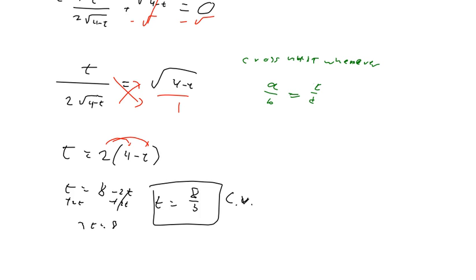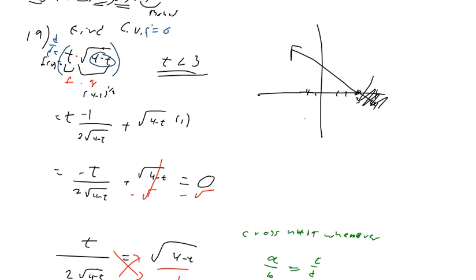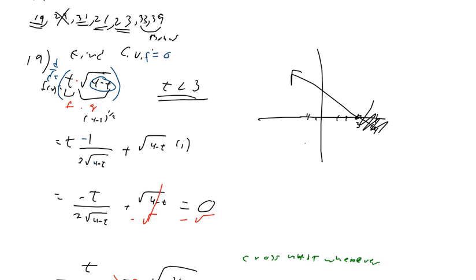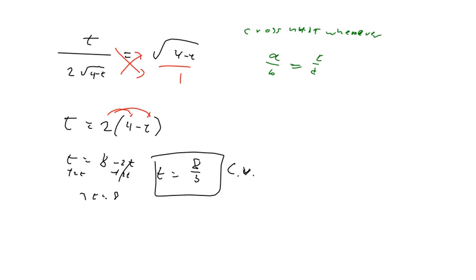All right, so we got 8 over 3. Let's just make sure that this is in our range. t has to be less than 3. Is this less than 3? Plug it into a calculator, we get about 2.66 repeating. So yeah, we're okay, we're in our range. So there's my critical value.